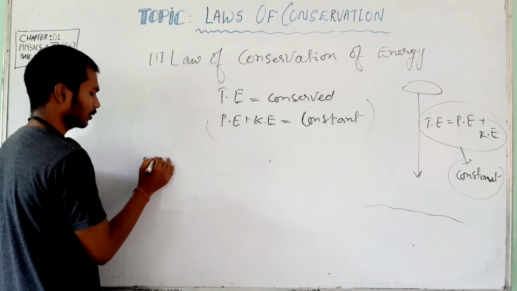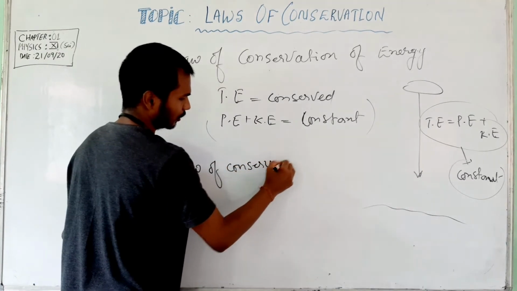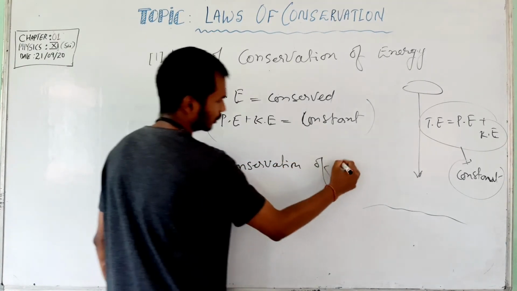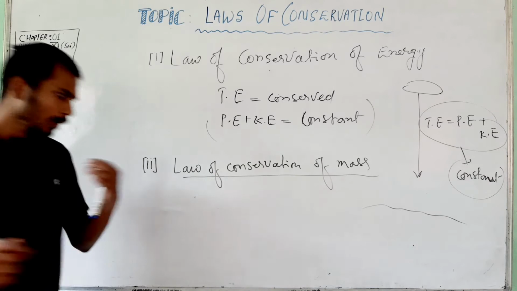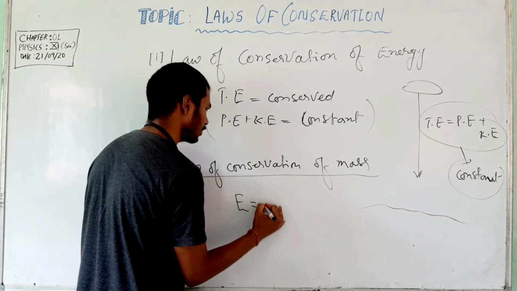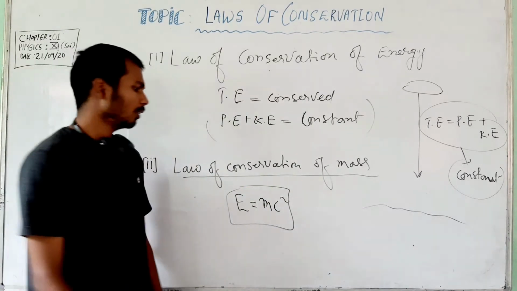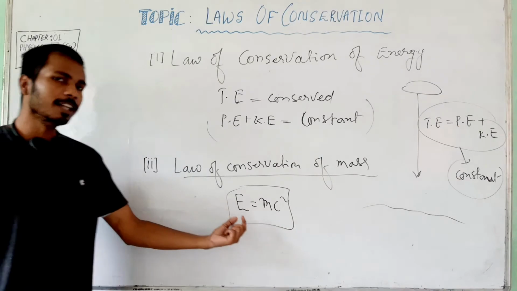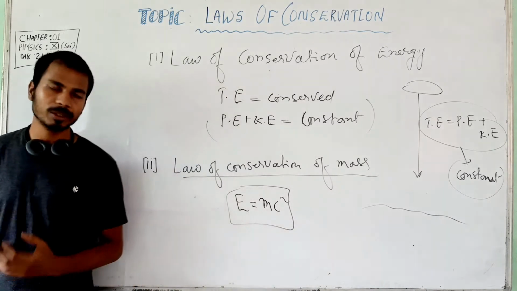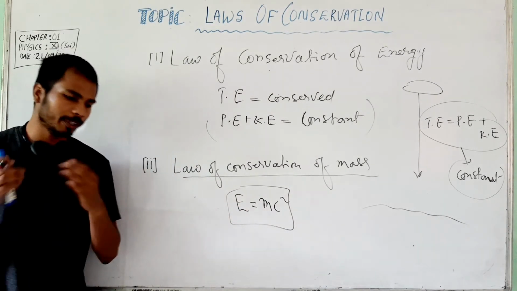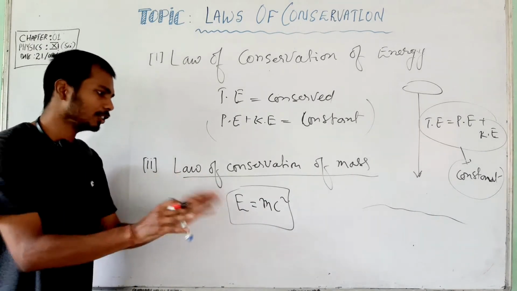Number 2, law of conservation of mass. You have all heard about the famous equation E equals mc square. This is the mass-energy relationship given by Einstein. So there is a relation between mass and energy. It means in a physical process, some part of mass is converted into energy, or some energy is converted into mass. But as a whole, mass is there and energy is also there.